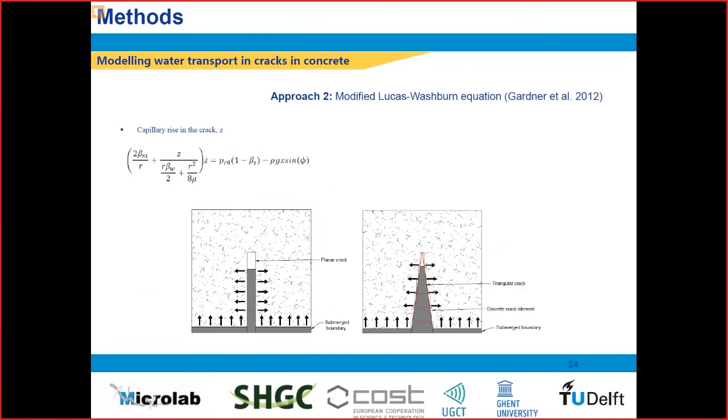And then the second approach that we came up with was to use the modified Lucas-Washburn equation, which was proposed in a paper from Gardner and co-authors in 2012. So basically we model the capillary rise in the crack, so just the height of the water column in the crack, and then we apply a boundary condition in the crack accordingly to this water rise.